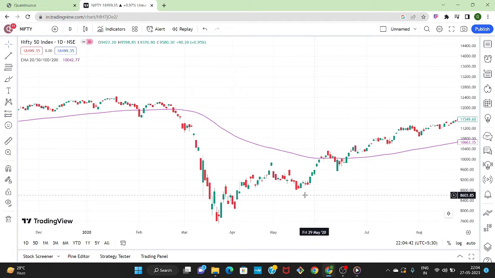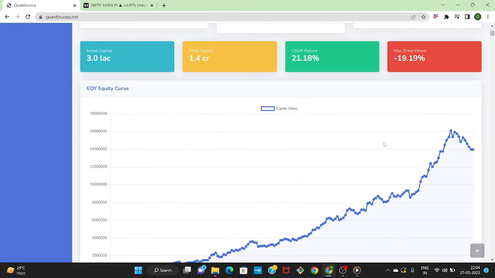Now let's go to Quantinuous and see. After January we got the capital deployed in July. In between we didn't face any drawdown. So this strategy helped us reduce drawdown to a very high extent.